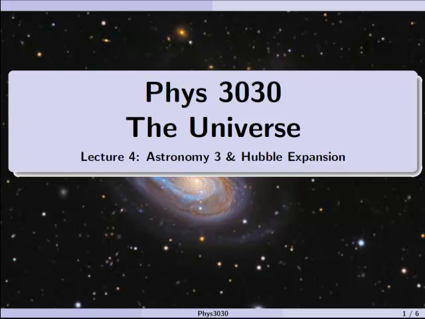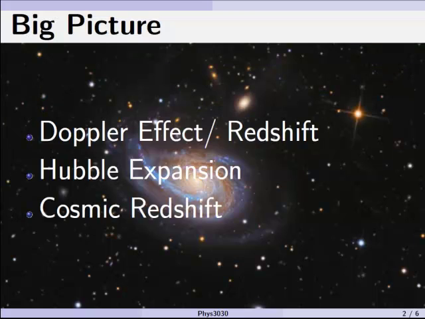All right, Physics 3030, the universe. This is lecture 4. We'll finish up talking about astronomy today, do a little review, and then start talking about the Hubble expansion. And so we'll go through Doppler effect and redshift review.